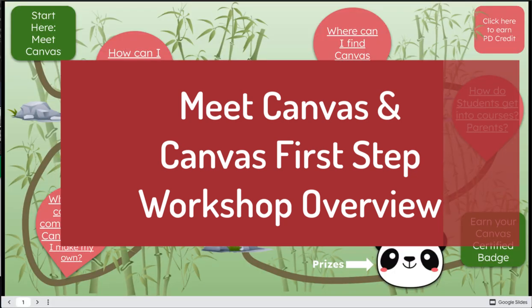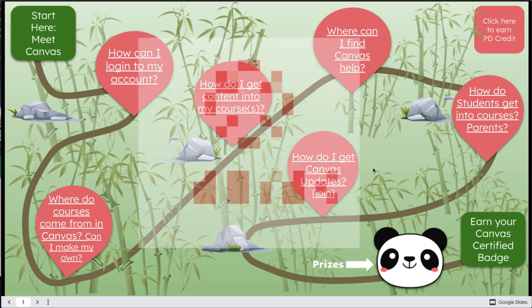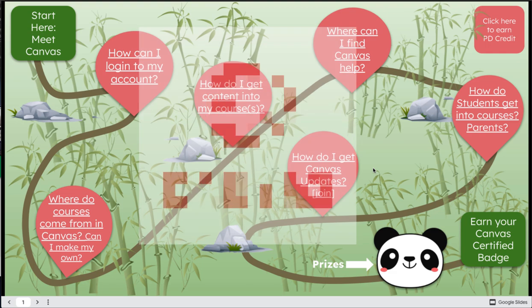In this video, I'm going to talk about two things. The first one is, what is Canvas? And the second one is what the expectations are for Canvas First Step. So first off, we're going to talk a little bit about Canvas. And Canvas is the learning management system for Charleston County Schools.